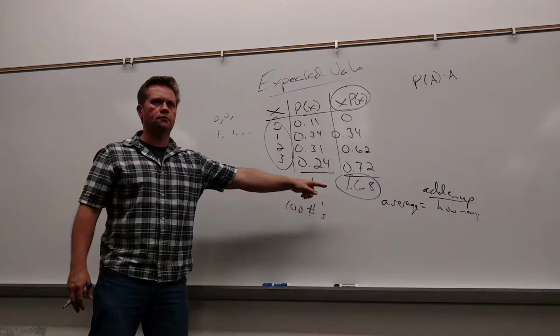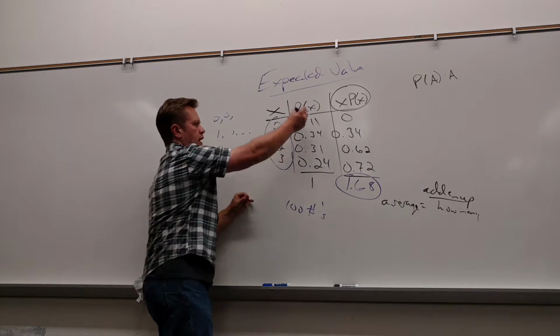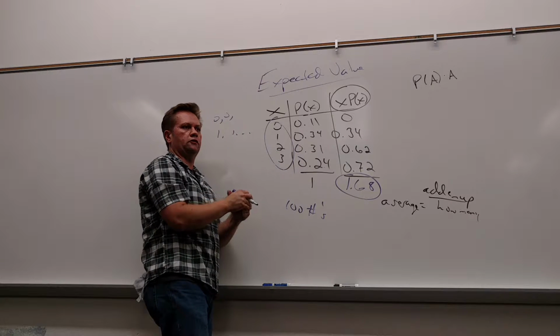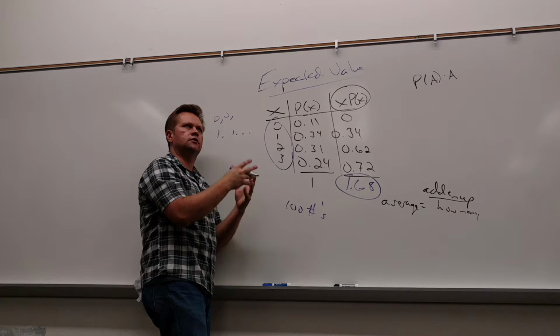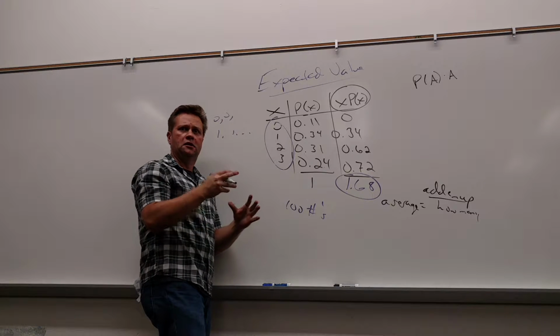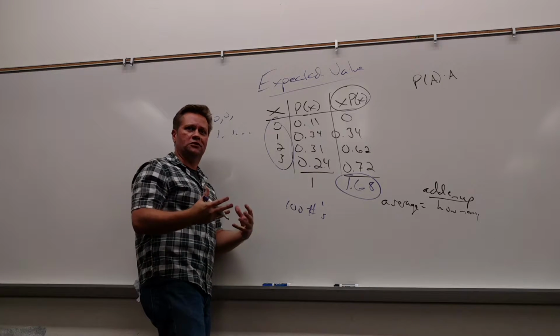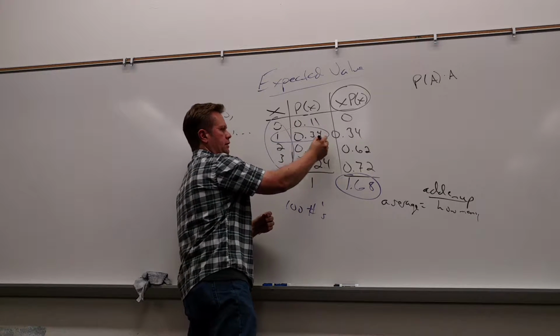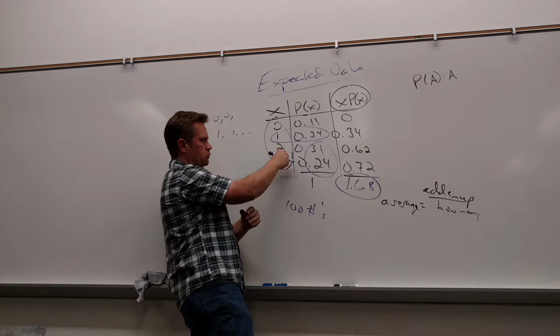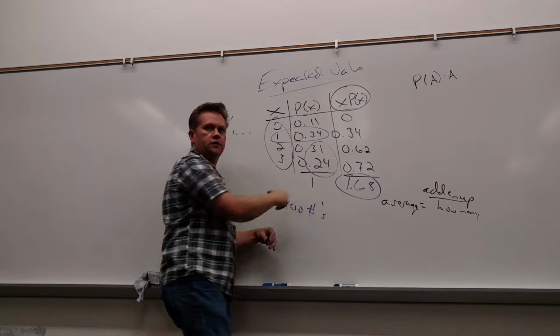So 1.68 makes sense for a couple of reasons. What's the most number of people that had this many TVs? What was the number of TVs that showed up the most? 1. So the average should be kind of close to 1. These pull it up a little bit. There were some 2s, there were some 3s, so it increased up to 1.68.